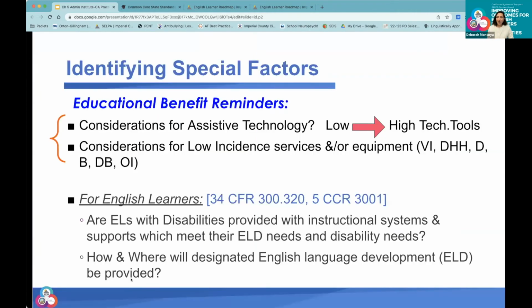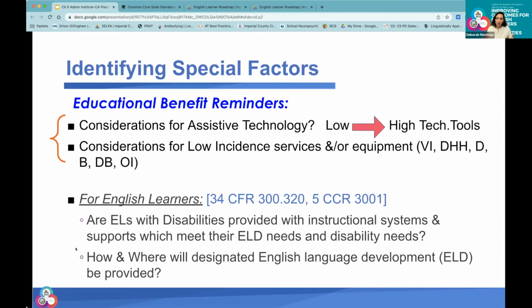So, as we think of all factors, as we do have special factors in the IEP and considerations for our students who require assistive technology. So, furthering that conversation regarding accommodations. And it may be things from low tech tools to high tech tools. And of course, for our students with low incidence services and equipment that they need as a result of the disability, but they may need additional adjustments and support to support their needs as a multilingual learner. When we think about primary language resources, what might those look like?